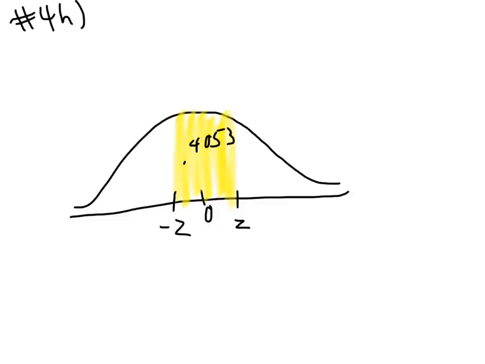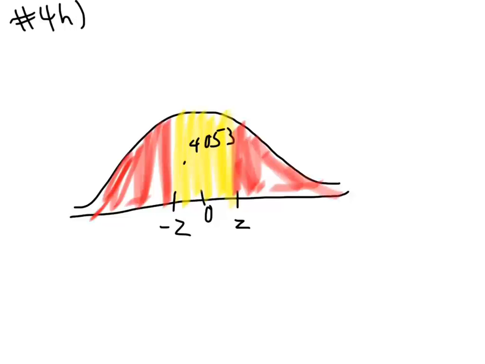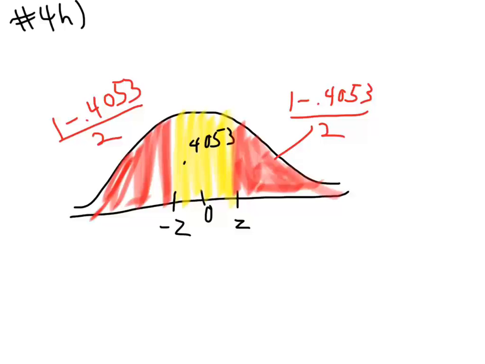Well, what's nice about this is that we know that the area to the left of negative z is equal to the area to the right of positive z. So these red areas are the same. So each red area is going to equal half of the complement of the yellow area. So that means 0.29735 is up here, and 0.29735 is down here. So what we can do now is look at this z.